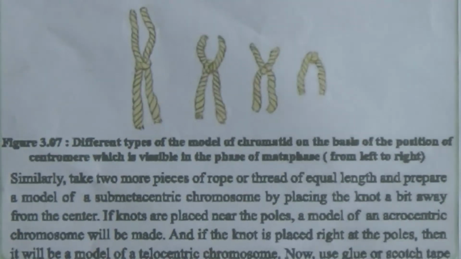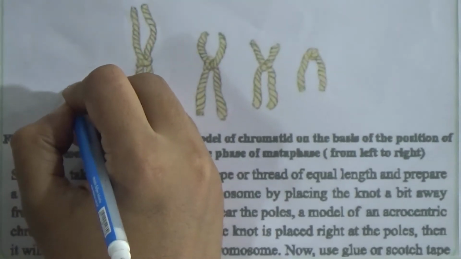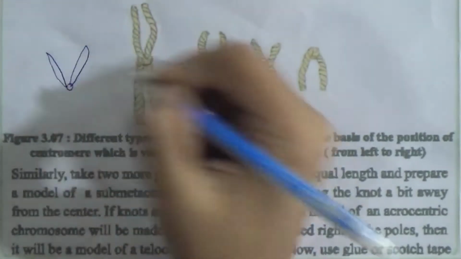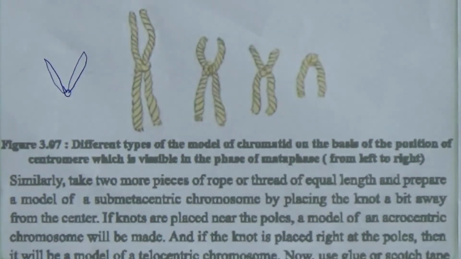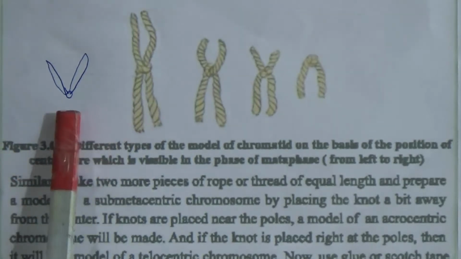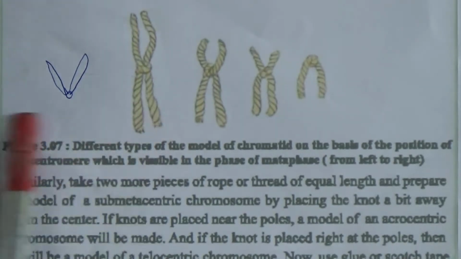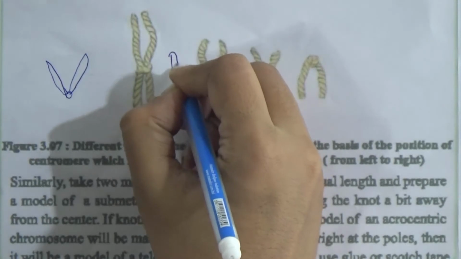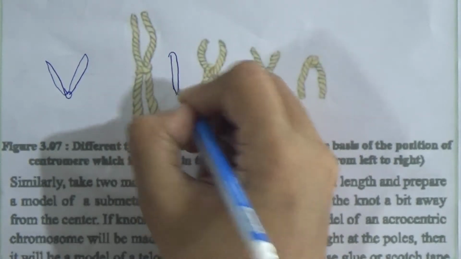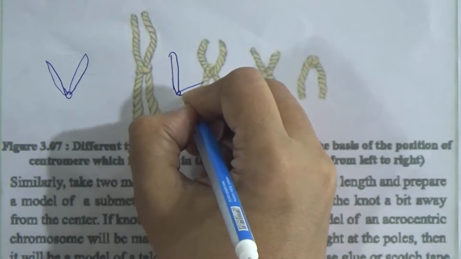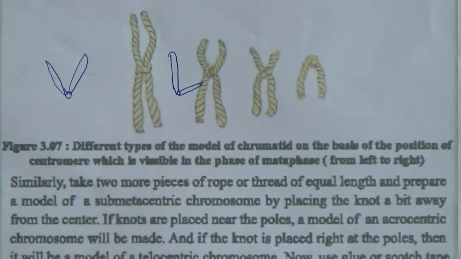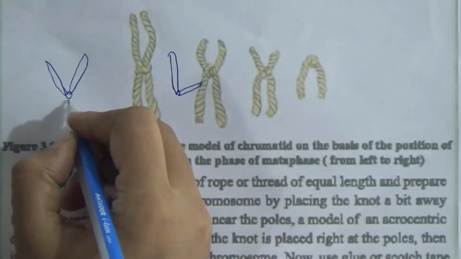If you observe the single string figure, the metacentric chromosome will be like that and it looks like V. That's why the metacentric chromosome is called a V-type chromosome, a V-shaped chromosome. And the submetacentric chromosome has one arm long and another arm long but not that much, and it looks like L. And this one is the centromere, and this one also the centromere.